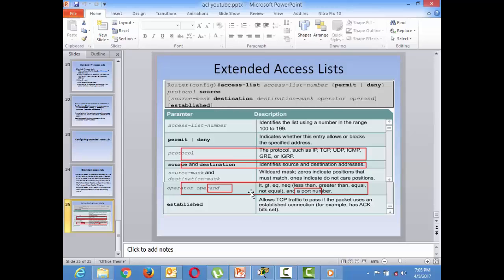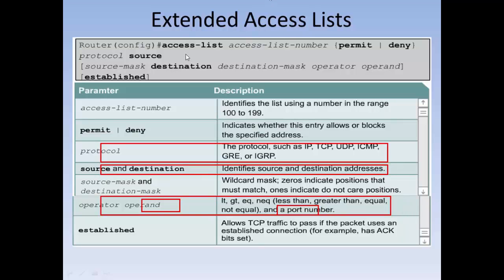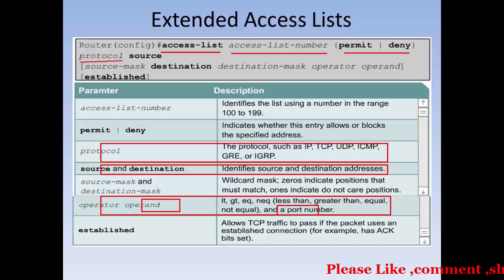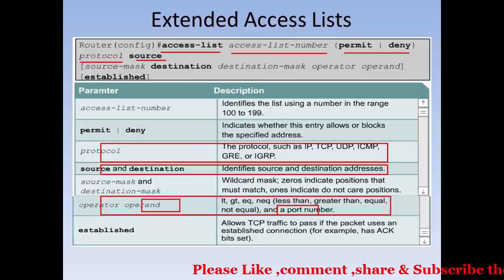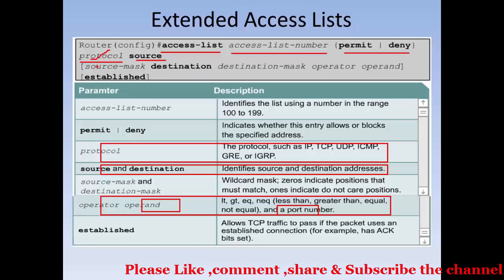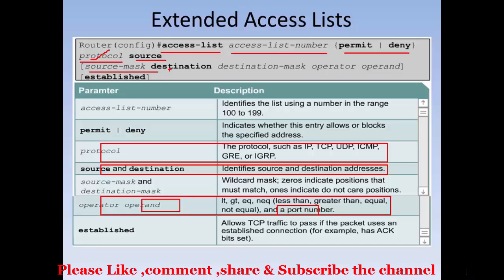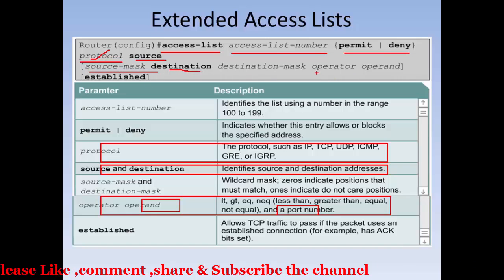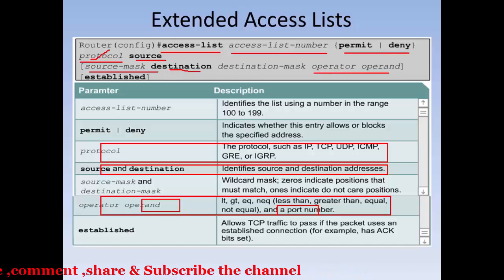Standardized format for the extended access list. First is the same command access list, then number. If you remember, the number for the extended access list varies from 100 to 199. After that condition, then which protocol you want to block, means backend transporter, then means TCP, UDP or ICMP. Then source and source mask, destination and destination mask, then which particular service you want to block. Okay, let's do it practically, no problem.